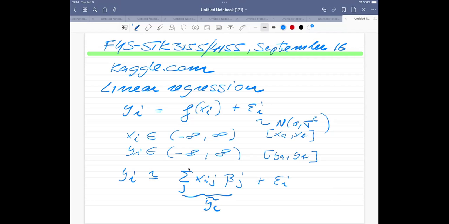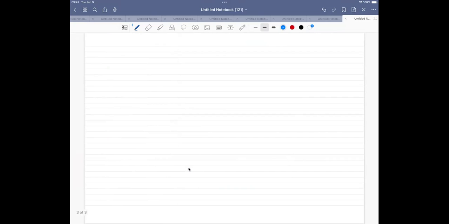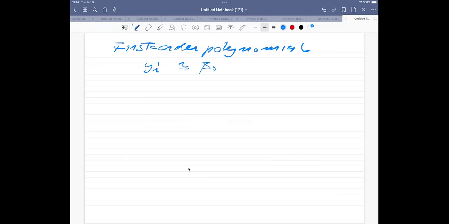And a typical set of parameters, if we took a first order polynomial, then we had a y of i, which we approximated with the intercept, plus some parameter beta 1, multiplied with x of i, plus this added noise epsilon of i. So this is one of the many approximations which we have studied. Okay?